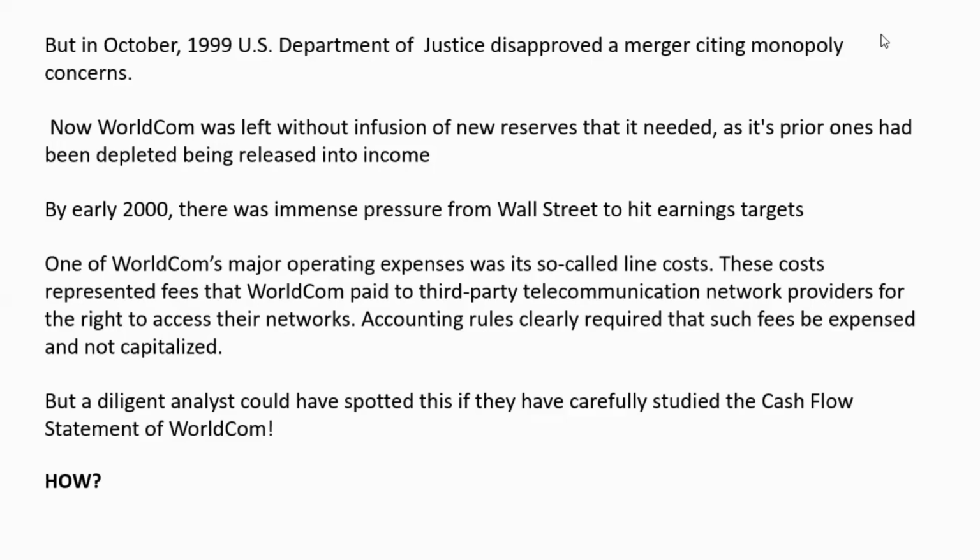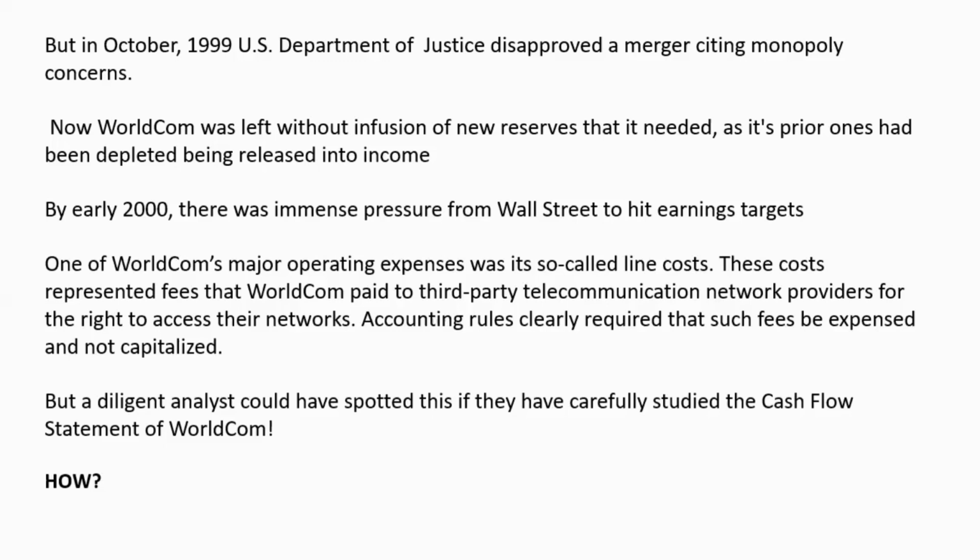But WorldCom did something different. They capitalized this line cost, meaning they showed it on the asset side. Or more specifically, I think you should be able to guess by now: they moved it to the asset column. What was an expense, line cost, they are no longer showing as an expense, inflating their statements.